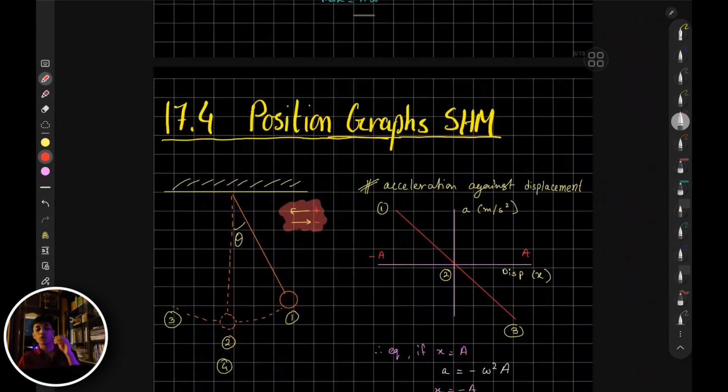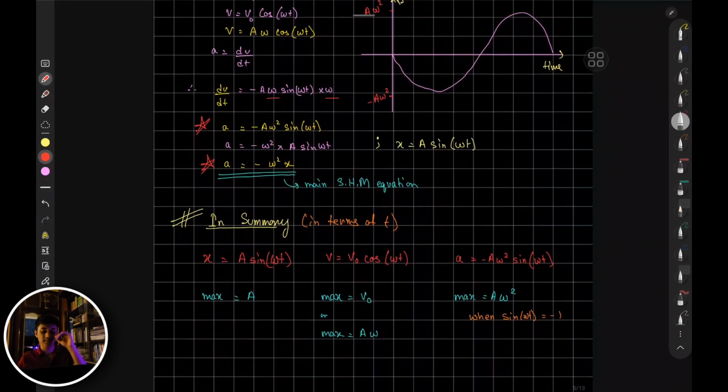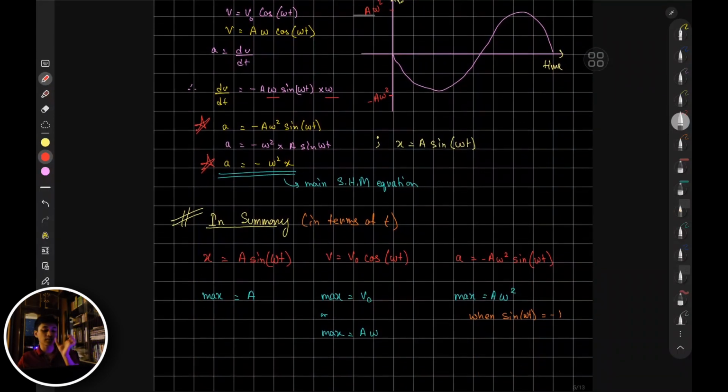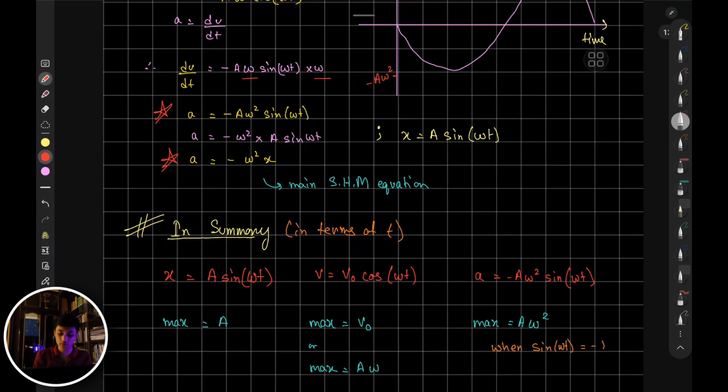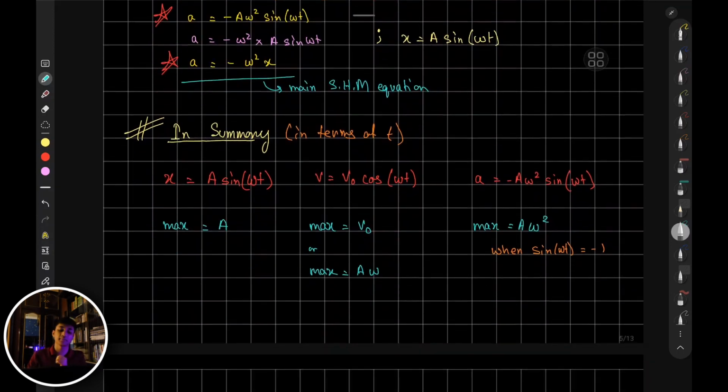Right, so now I've shown you how the entire thing is derived, how the equation is derived. This derivation is not in your syllabus. I mean, it's good to know, but you don't need to know the derivation. You don't need to understand how it comes by. But the important parts are knowing the equation itself, which is a equals minus omega square x. Okay, I've written in summary. So the main equations to know are the equation for displacement, the equation for velocity, the equation for acceleration.